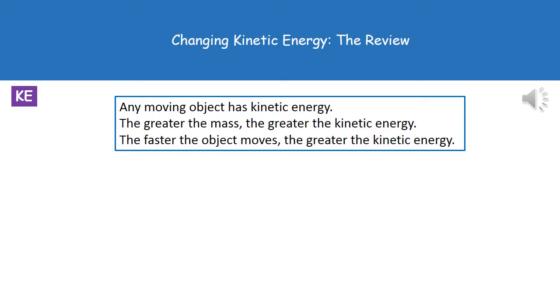Now we've got two factors that are going to affect how much kinetic energy this object has. The first one is its mass, and the greater the mass, the greater the kinetic energy. The second one is its speed, and the faster that object moves, the greater the kinetic energy.